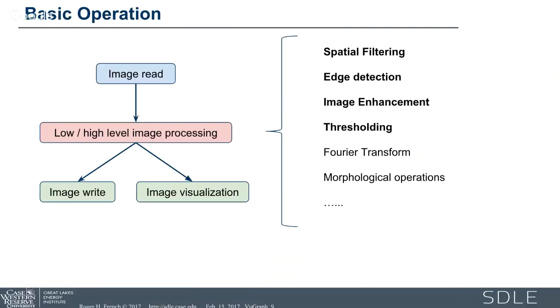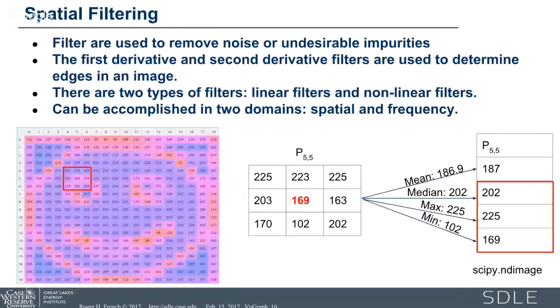All the operations we will introduce today can be classified as low-level image processing. High-level image processing must be based on the understanding of the image, so it's not very general. A typical example is pattern recognition, and we have one example in the application part.